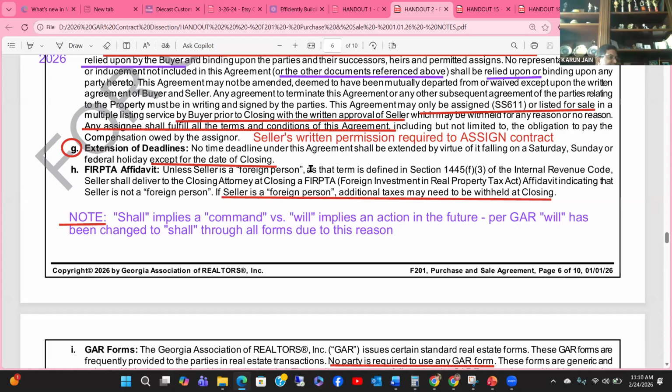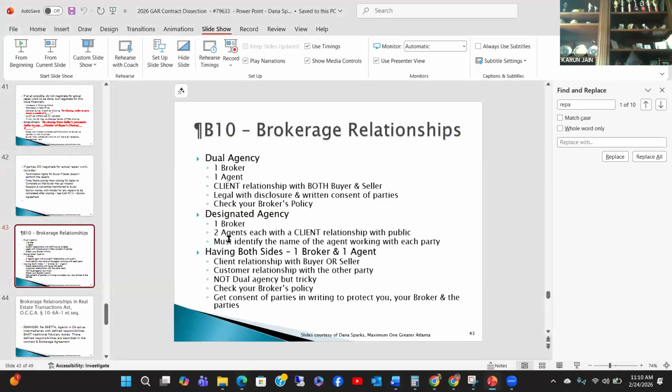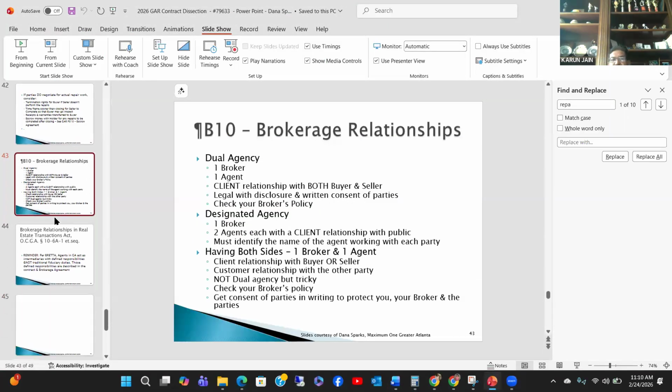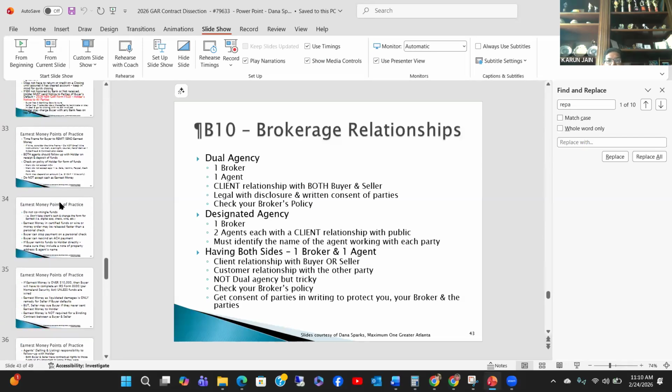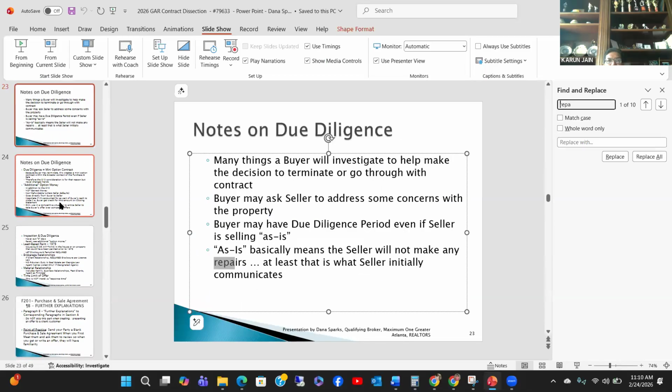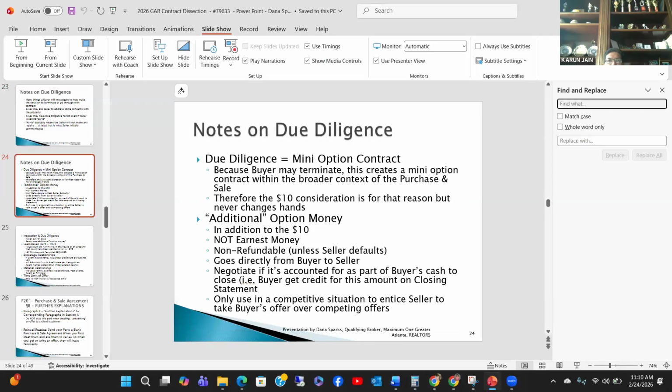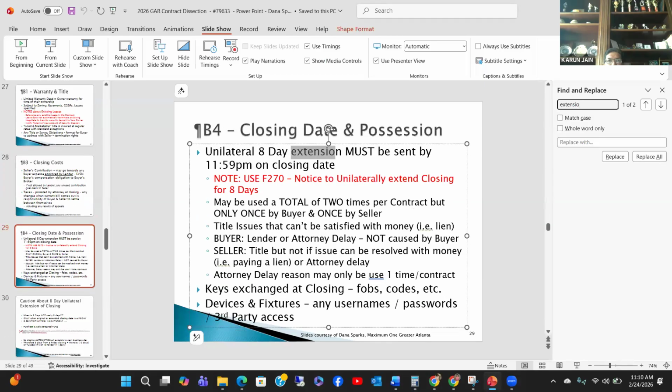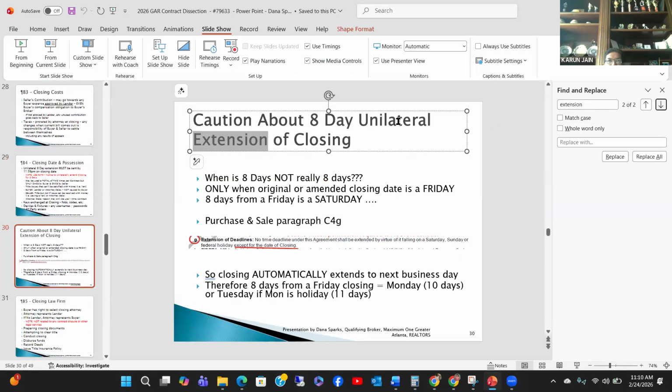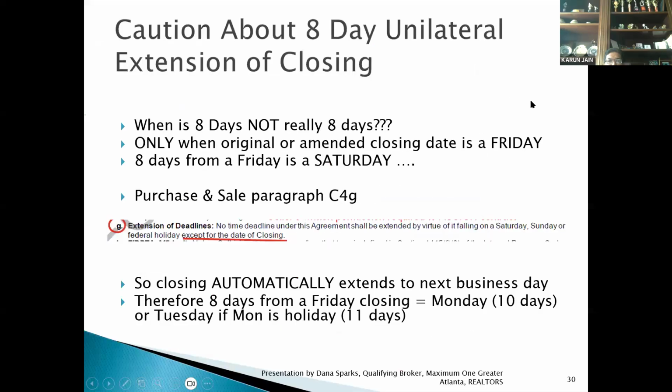Why is this important? This is important because, number one, if you failed to look at a calendar while you were writing your contract and you put it on a Saturday, then it automatically gets extended to the next day. But look at this. This only happens in the GAR contract. That paragraph about extension of deadlines, no time deadline gets extended except for closing. This is key if you use the 8-day unilateral extension.